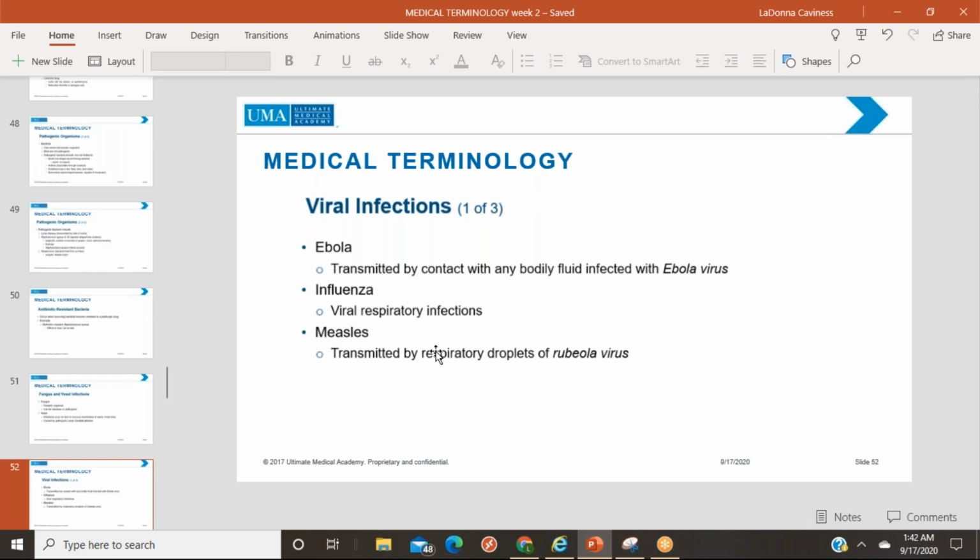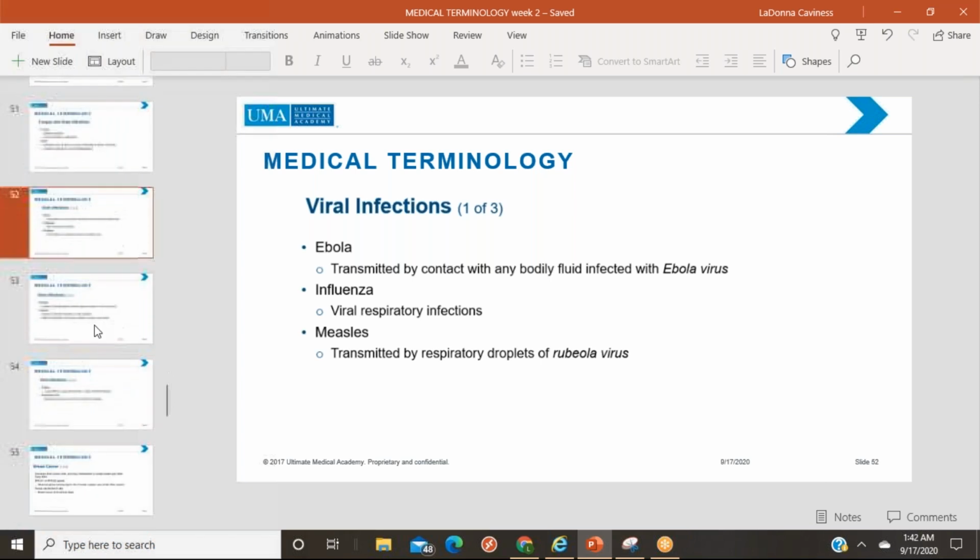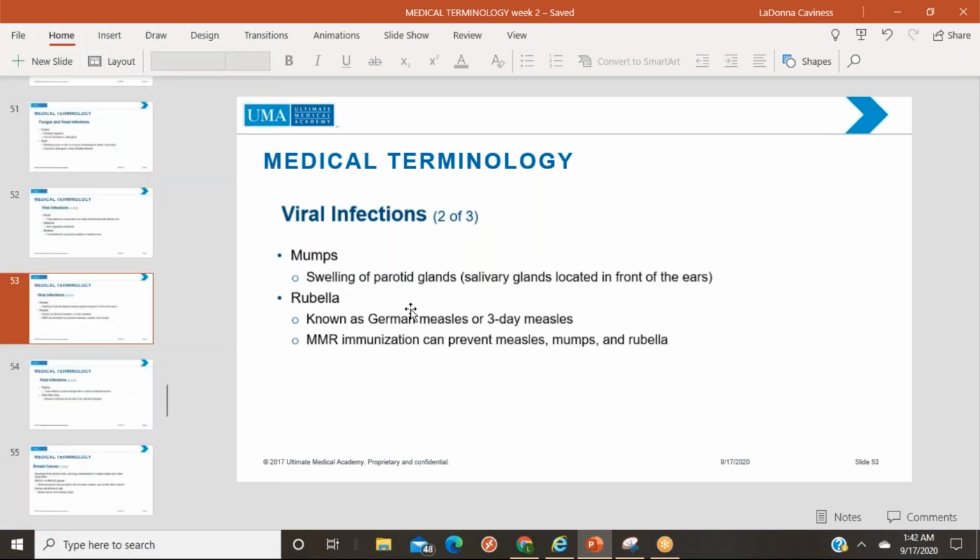Viral infections consist of Ebola, transmitted by contact with any bodily fluid infected with the Ebola virus; influenza, a viral respiratory infection; measles, transmitted by respiratory droplets; mumps, swelling of the parotid glands, salivary glands located in the front of the ears; and rubella, known as German measles or 3-day measles. MMR immunization can prevent mumps, measles, and rubella.